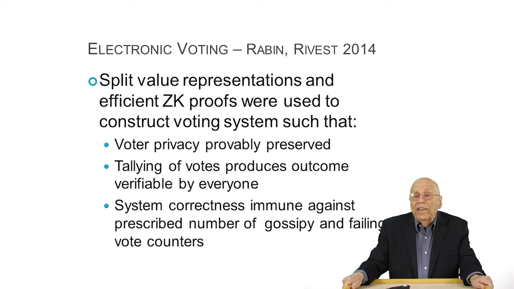My voting system with Ron Rivest has the properties I mentioned above, and in addition, system correctness. Namely, the system is immune against any prescribed number, say 4, of gossipy and or failing vote counters. The gossipy vote counters who see the votes, but actually only components of the votes, cannot, even if 4 or fewer of them get together, reveal the vote of any particular voter. Let me add a bullet not present on the slide, that also all the incorrect votes, for example, if somebody gave 2 votes or 5 votes to one of the candidates, all of these are removable in our electronic voting system.